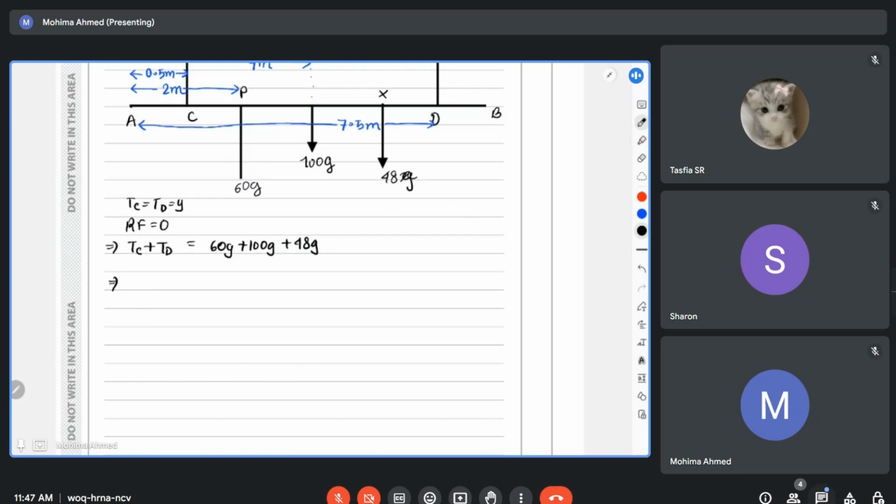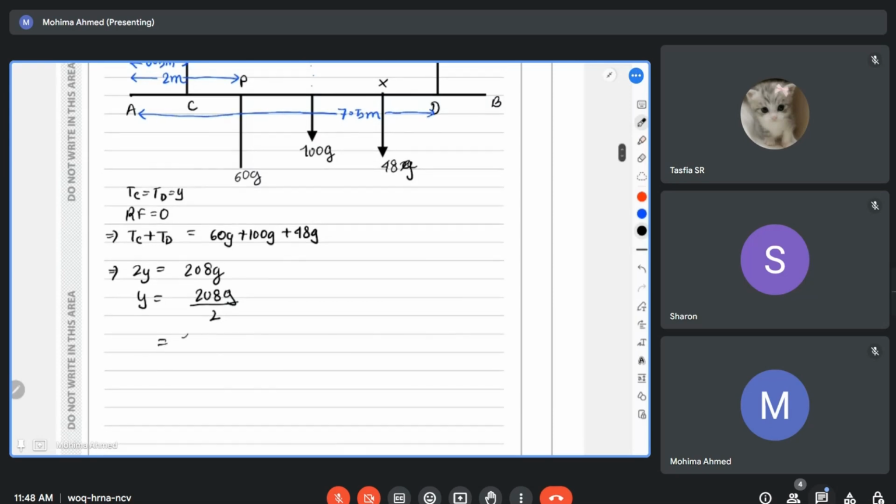Now TC and TD, they are both Y, so you have 2Y on the left hand side. And on the right hand side, you have 208G. So in that case, Y is 208G divided by 2. That means if you simplify it, it's going to be 104G. So the tension in each rope is actually 104G.